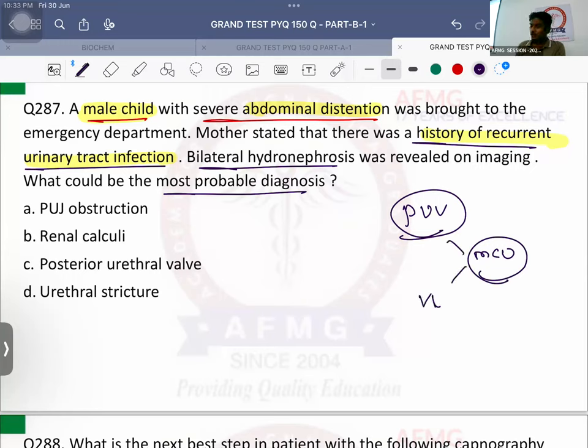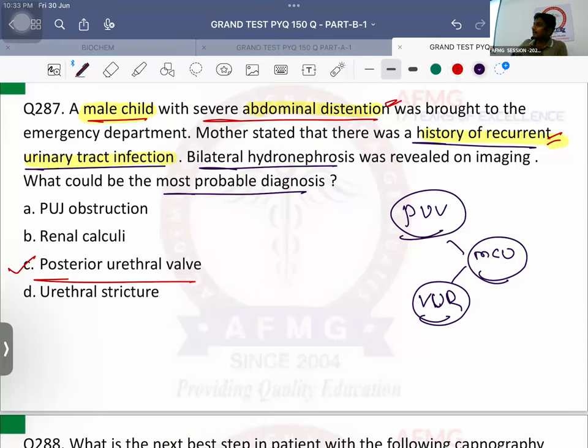MCU is the investigation of choice also for VUR, vesicoureteric reflux. So in a male child, if they are talking about urinary retention and due to that a history of recurrent urinary tract infection, please remember that will be a case of posterior urethral valve. Tell me, pelvi-ureteric junction obstruction is when the renal pelvis meets the ureter. If there is pelvi-ureteric junction obstruction, urine will not come into the ureter, it will remain in the kidney, so it will cause pyelonephritis. That is understood. Okay, history of recurrent UTI. Hydronephrosis will also be there, okay, important.